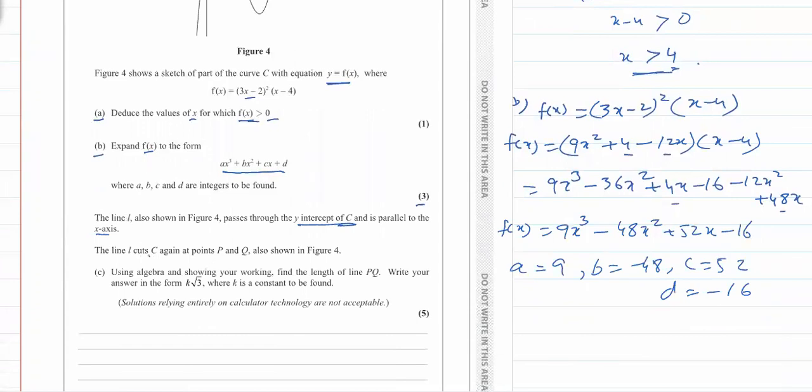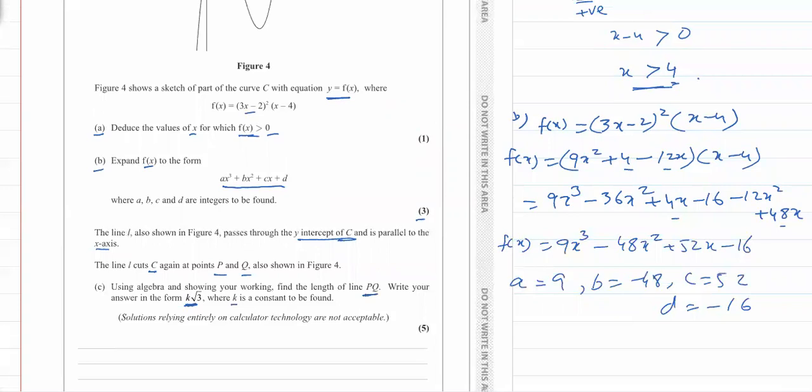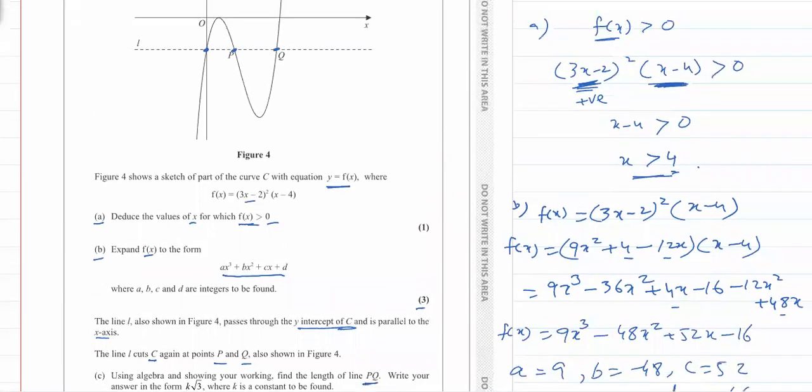So it cuts C again at the points P and Q, also as shown in the figure. Using algebra and showing your working, find the length of the line PQ, writing your answer in the form k square root of 3, where k is the constant to be found. So for finding the length of the line PQ, we need to find the coordinates of these points. The coordinates of P and Q we have to determine.